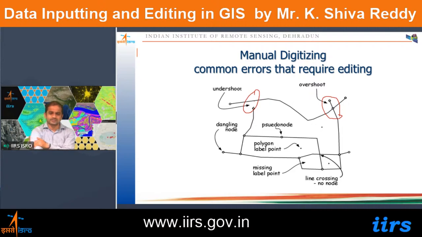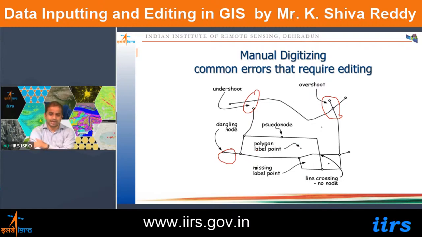Then when you do any GIS analysis, these two linear features are not connected here, and here it is connected but overshooting. So both are wrong. So this is a common error. Similarly, while digitizing, another kind of error can come when you digitize a polygon: you may have a dangling node. So basically, this node is again a digitization error.